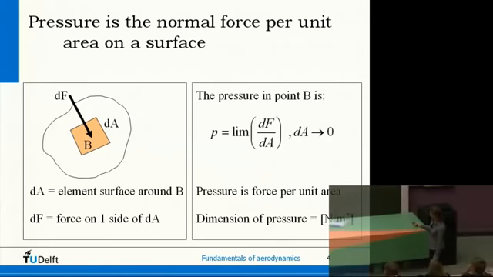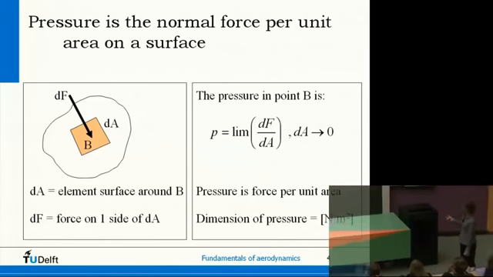So suppose we have here a blob of gas or flow, and we have a surface at this blob called B, and we have a certain small force on it in the normal direction. So this is an element surface, and we have here a small force, dF, on one side, normal direction. And the pressure is defined as force per area, so dF over this small area, dA, in the limit when this dA goes to 0, so when the surface goes to 0. Then we have it in a point.